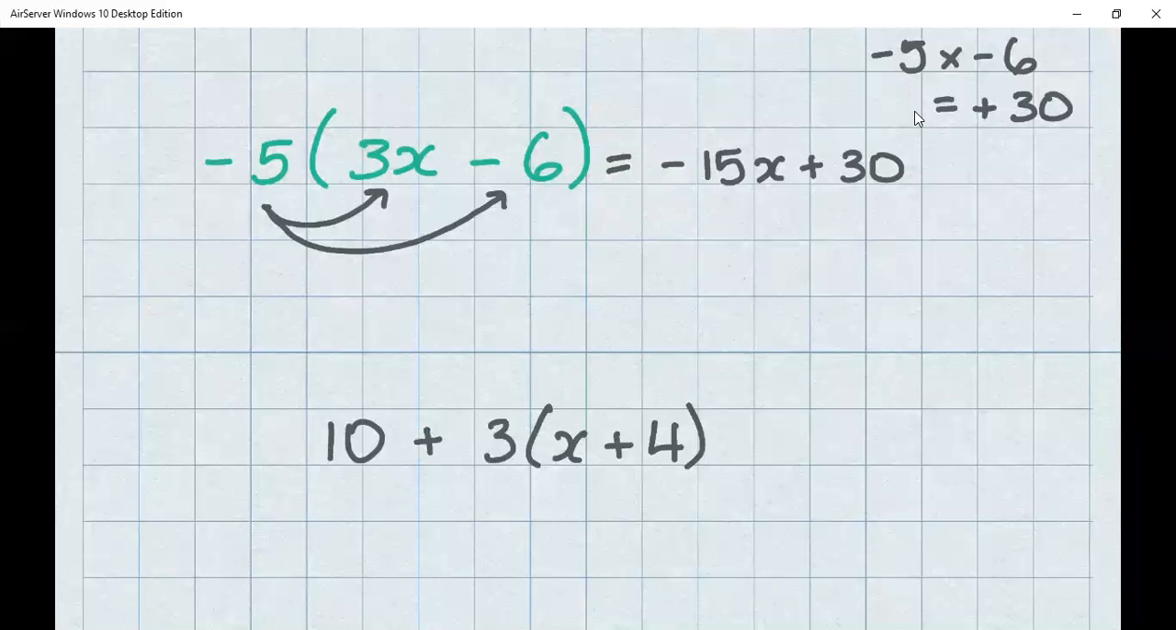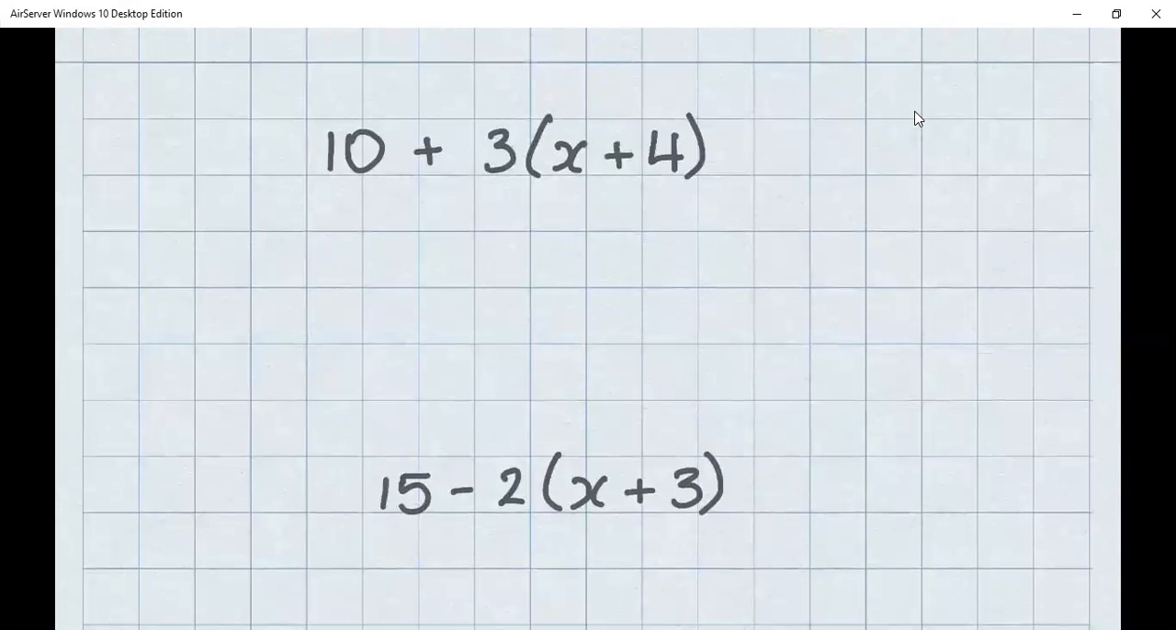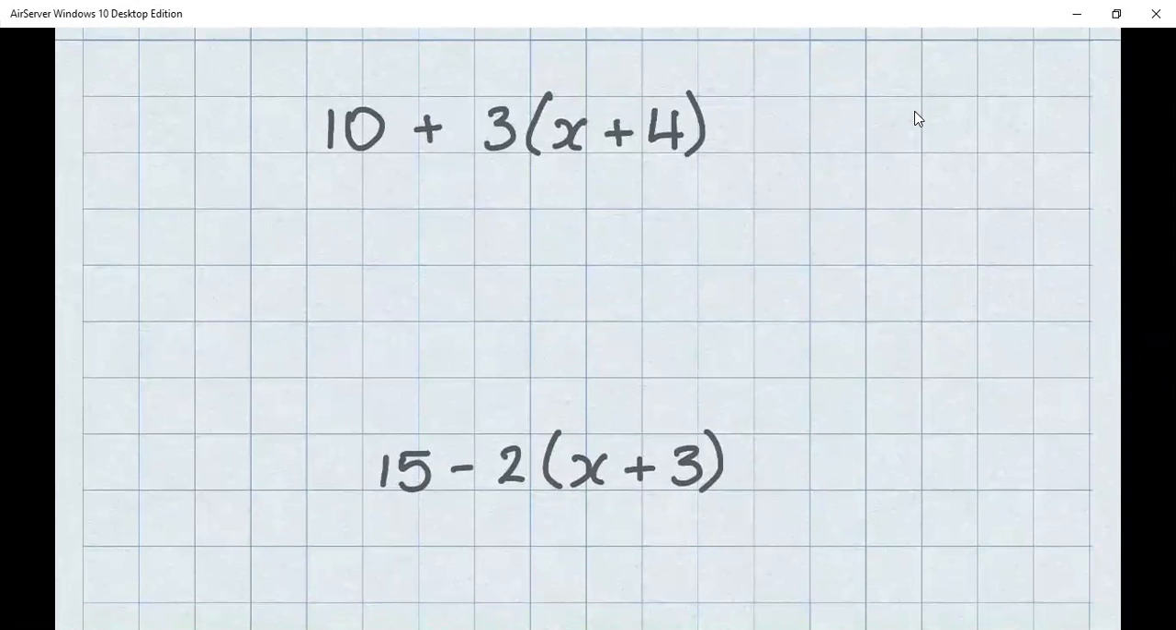So in the last video, we looked at how to multiply out brackets. So like this example here, where we have a number multiplied by this bracket here, so expanding brackets. Now, in this video, we're going to look at how to expand a bracket, but also to simplify. So you can see in this example, we've got this extra bit here, this 10 plus, and then we have the bracket as we had before.